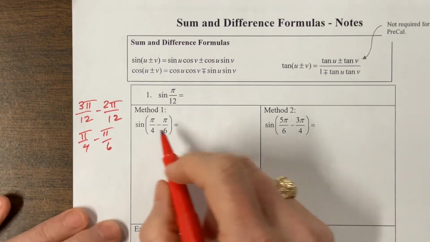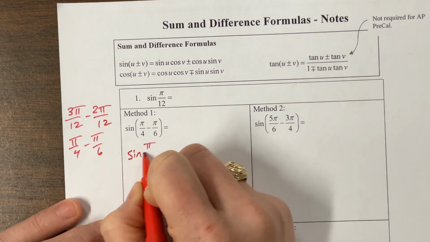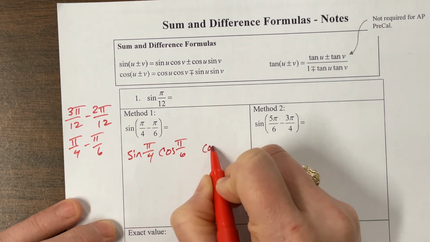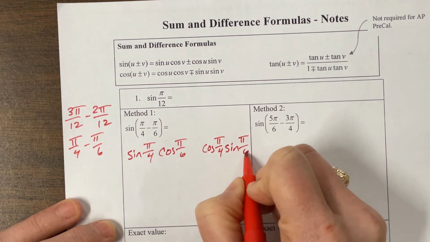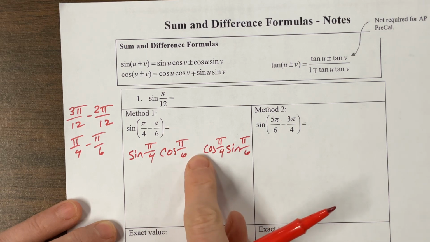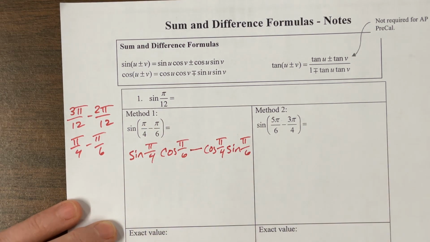My sine formula is sine of the first thing, cosine of the second, cosine of the first thing, sine of the second. It's not really a rhyme, but the rhythmic way that I like to say that is sine, cosine, cosine, sine with the same sign, and that's for sine. So if this was a minus, this becomes a minus right here.